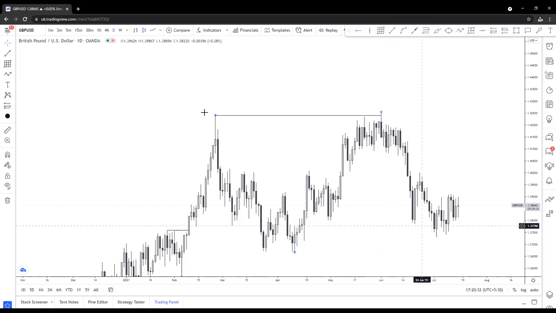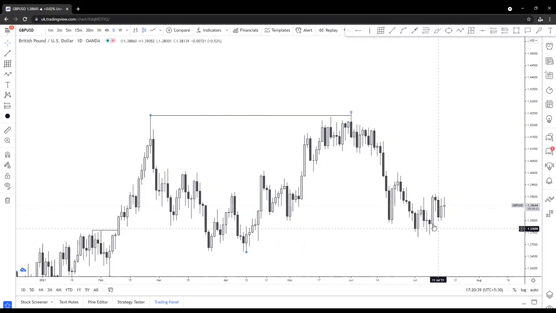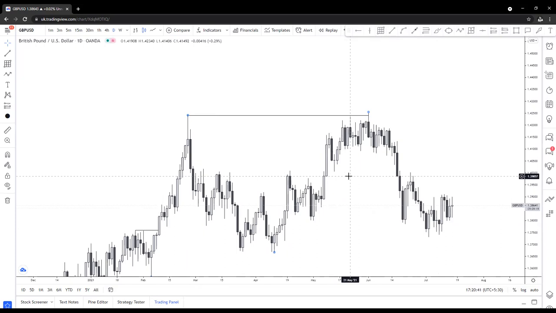You see that? External range liquidity has been taken out, and now they're coming back down for the internal range liquidity. Now I have a question: above this high also, the external, they will be placing their orders. Yes, they would do that.